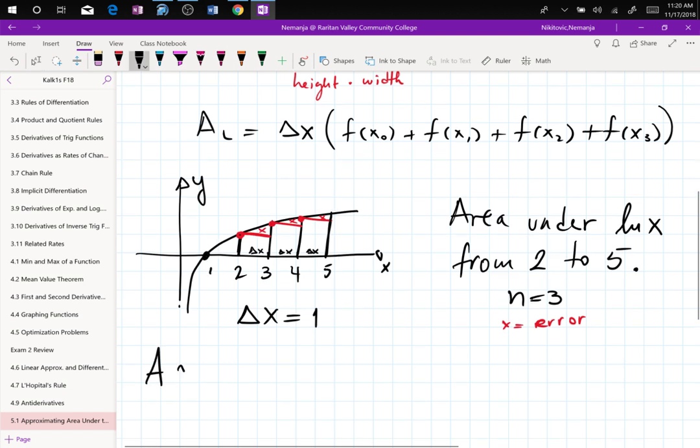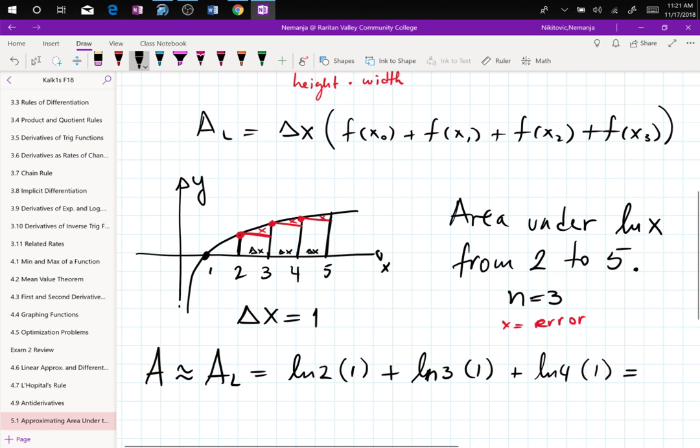So now area is approximated by area of the left rectangles, and that would be ln 2 times 1 plus ln 3 times 1 plus ln 4 times 1, which is just ln 2 plus ln 3 plus ln 4. We use our calculator and we approximate the value.